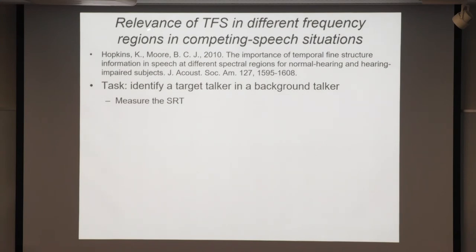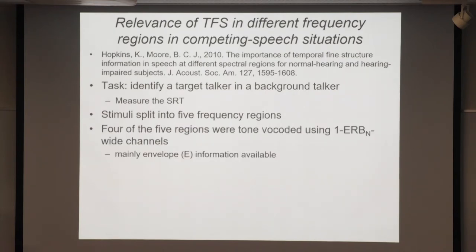So in this study, the task was again to identify the speech of a target talker in the presence of a background talker, and we measured the speech reception threshold. But we split the stimuli into five frequency regions. And in four of those five regions, the stimuli were tone vocoded using channels that were one hertz wide.